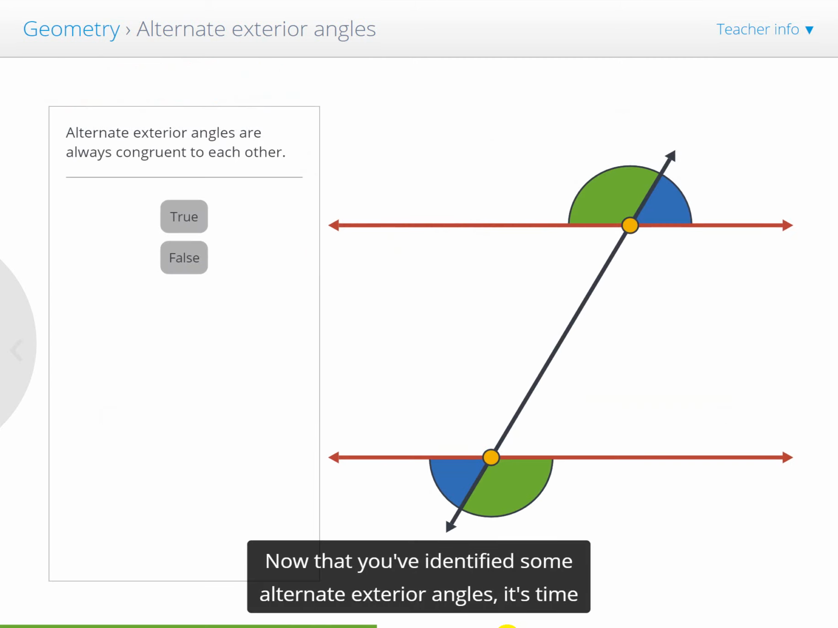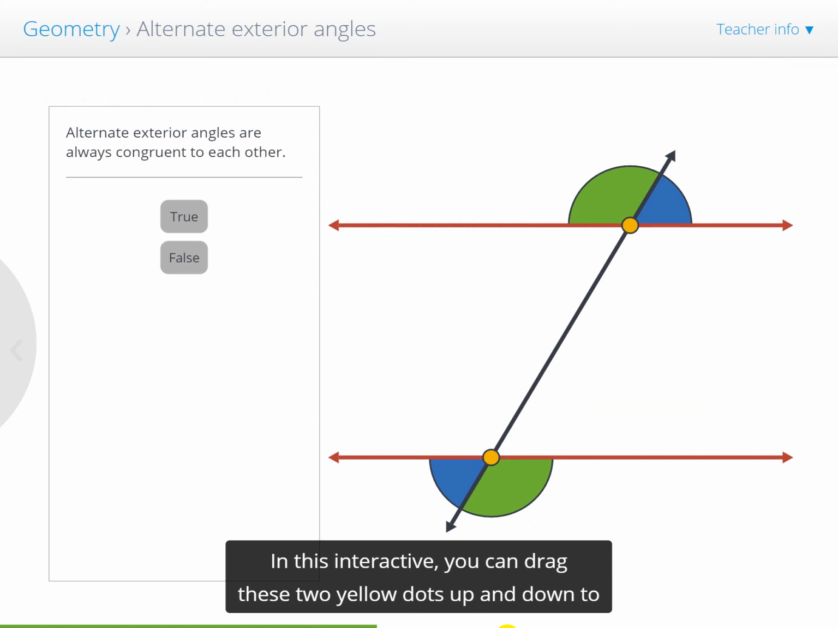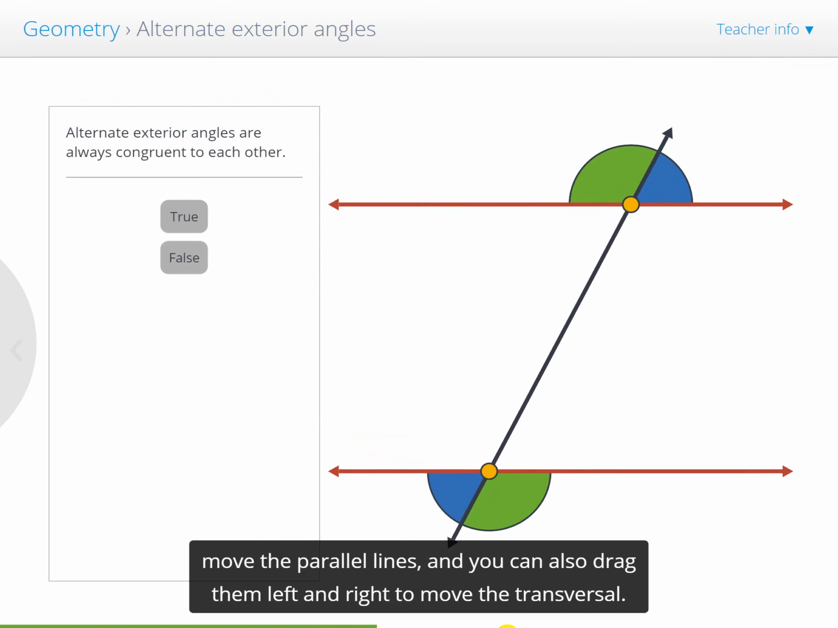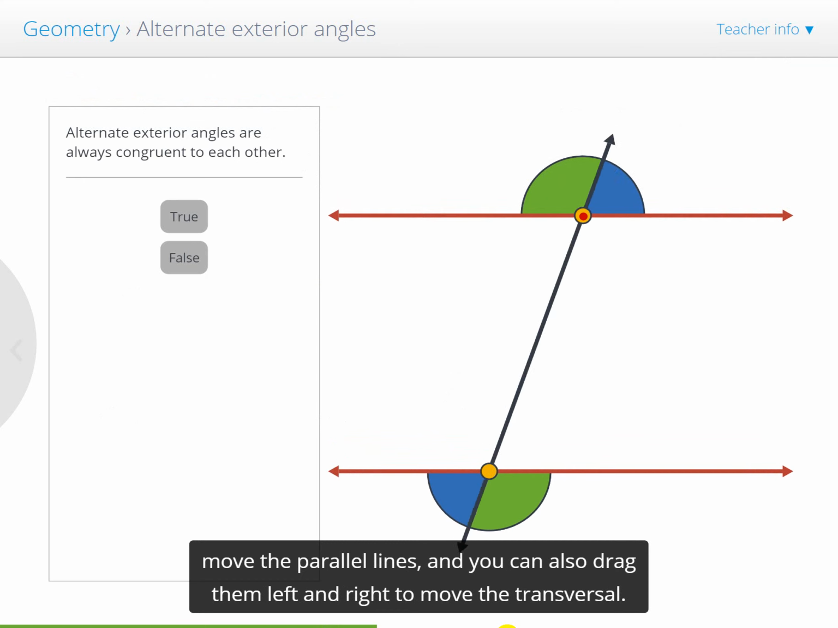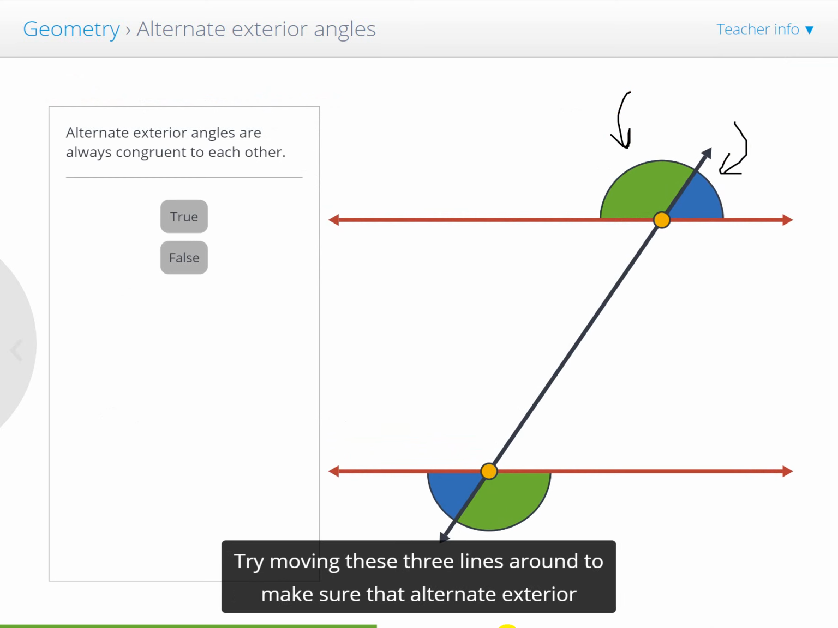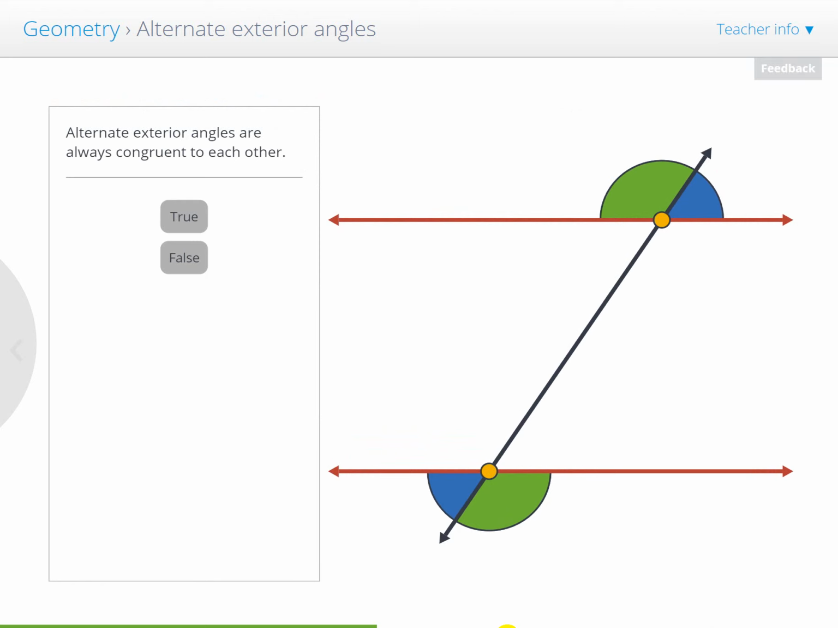Now that you've identified some alternate exterior angles, it's time for you to make your own. In this interactive, you can drag these two yellow dots up and down to move the parallel lines, and you can also drag them left and right to move the transversal. The pairs of alternate exterior angles are colored green and blue. Try moving these three lines around to make sure that alternate exterior angles are always congruent to each other.